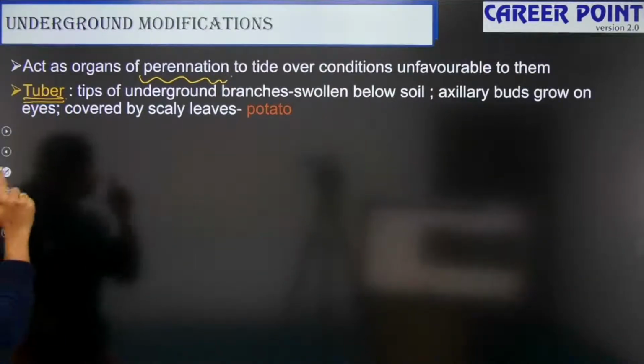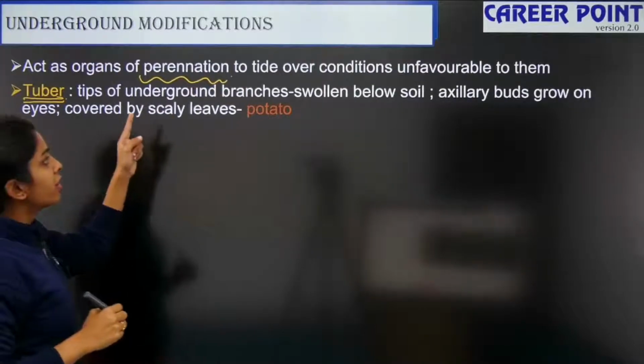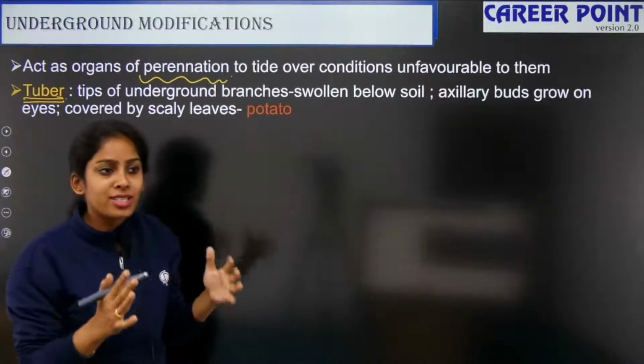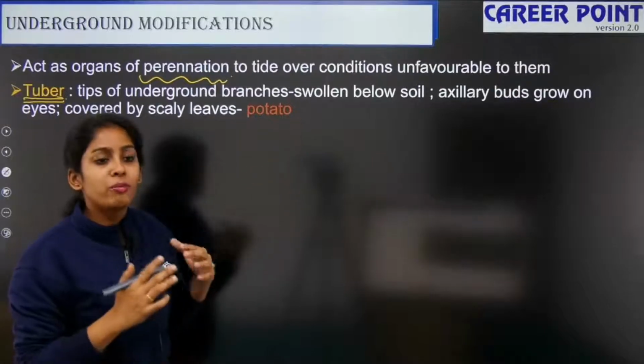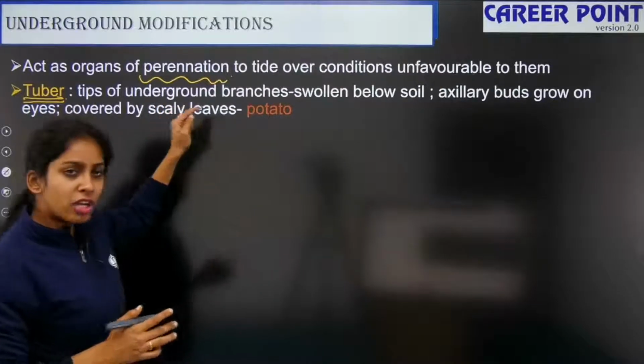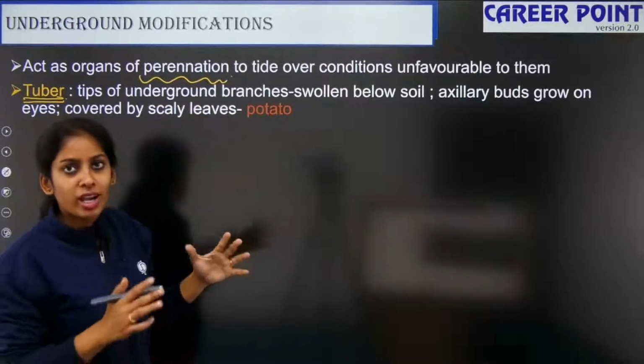Okay, so tuber is the first type. It is a tip of underground branches. So the branches are present under the ground and it is swollen below the soil. So it is underground branches, meaning it is below the soil and it is swollen.